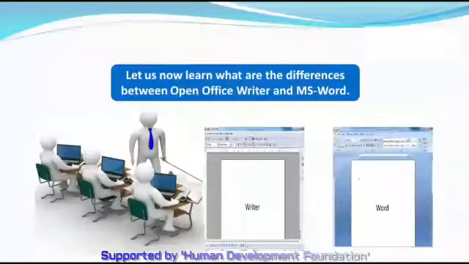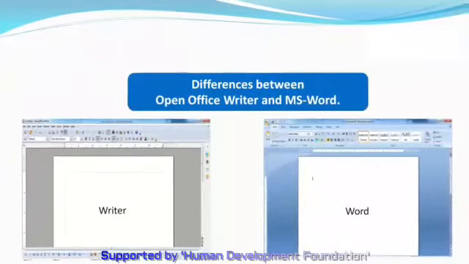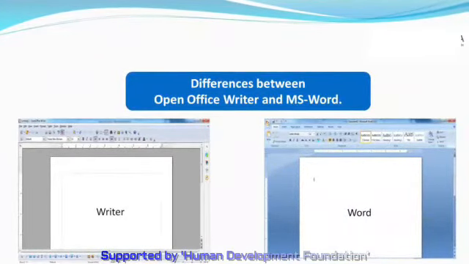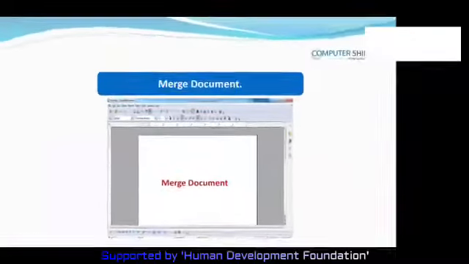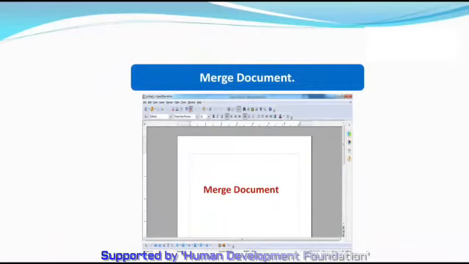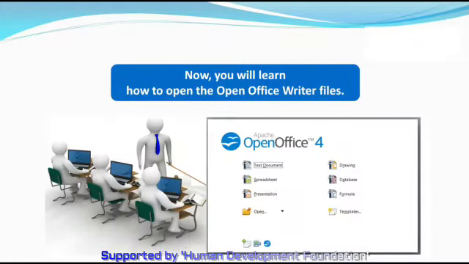Let us now learn what are the differences between OpenOffice Writer and MS Word. We use MS Word and OpenOffice Writer for the same work. Just as we use MS Word for making documents, typing text and formatting it, merging text, etc., we use OpenOffice Writer also for the same tasks.